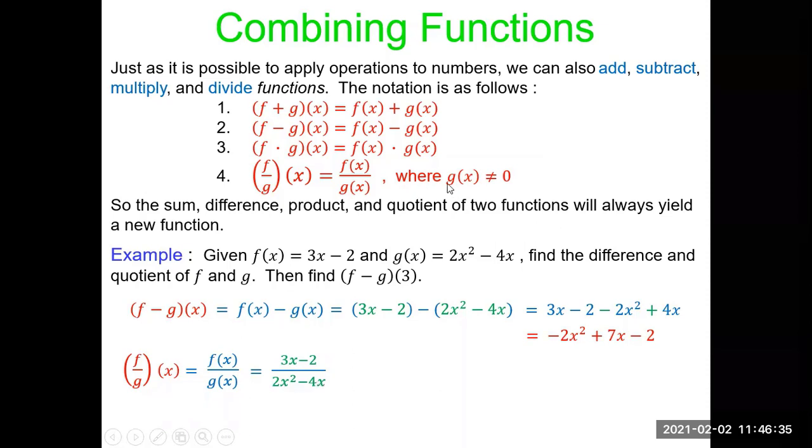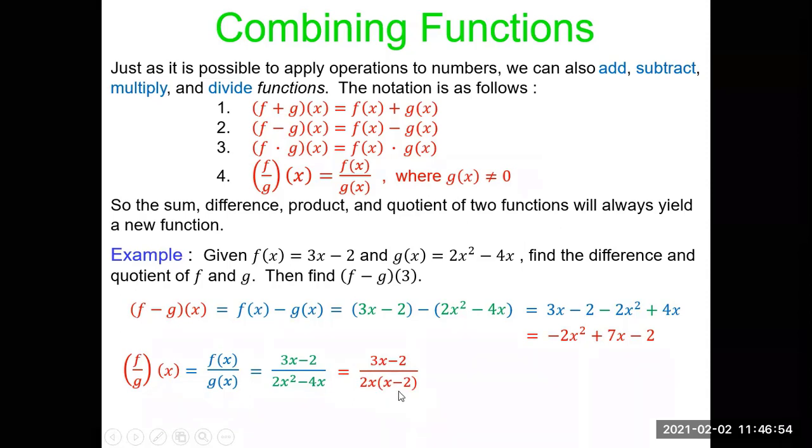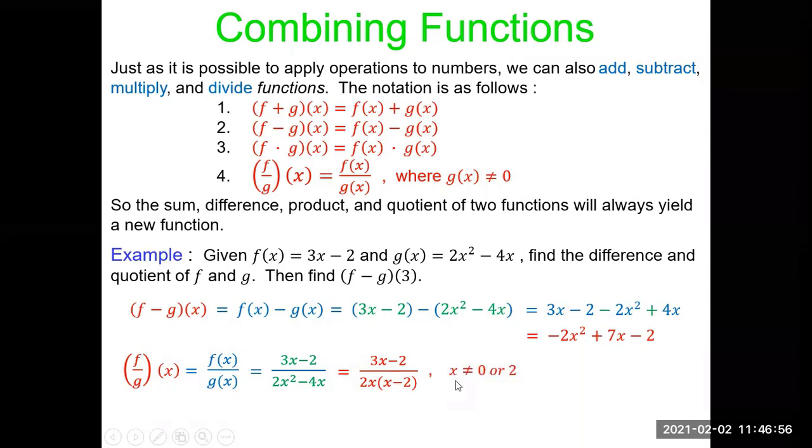But because of this extra criteria where we need to make sure that g of x does not equal 0, we need to find all the locations where the denominator will be 0. So we should factor the denominator. And notice that by the zero product property, the denominator is equal to 0 at x equals 0 or at x equals 2, which is why we simply state the restrictions on the domain that x cannot be 0 and x cannot be 2.